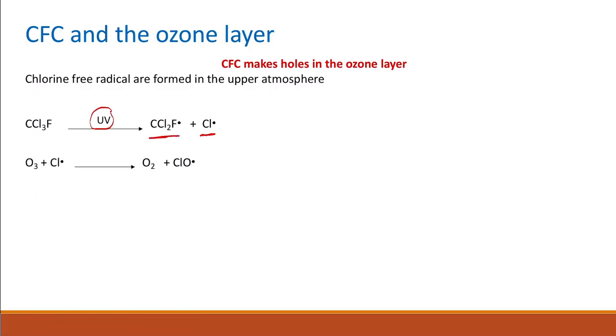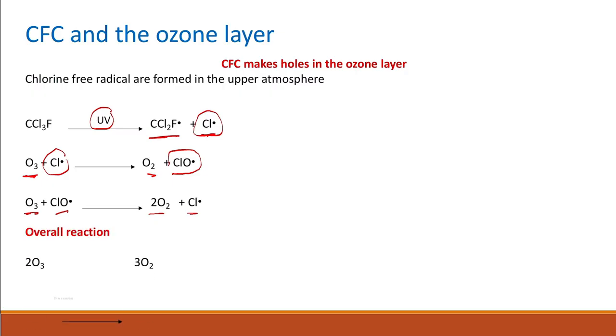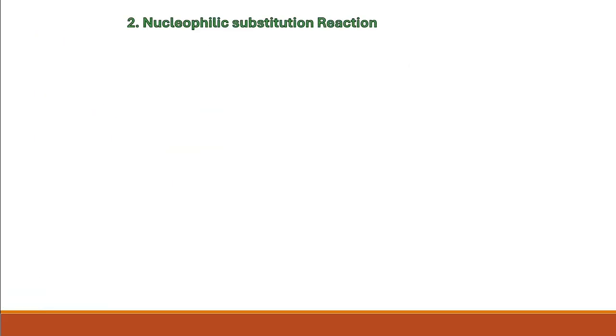The chlorine free radical is the important free radical here because it can react with the ozone to give you oxygen and the ClO free radical. Then the ClO free radical can react with another ozone to give you oxygen and the chlorine free radical again. As you can see, the overall reaction is two molecules of ozone giving you three molecules of oxygen, and chlorine here only acts as a catalyst. It is not added to the oxygen, it's just a catalyst.